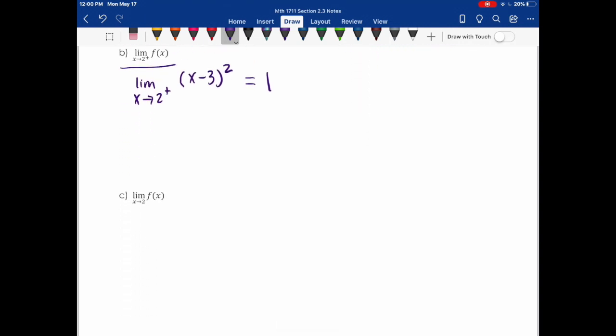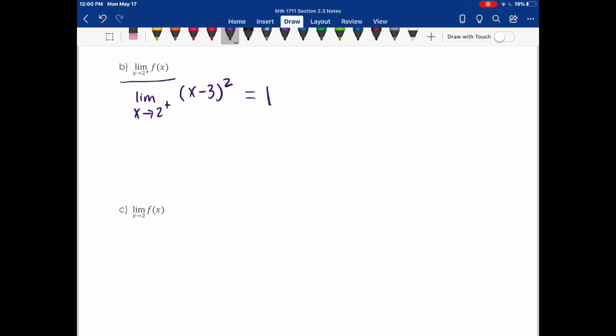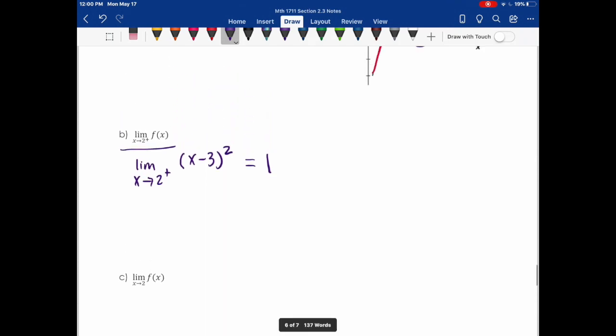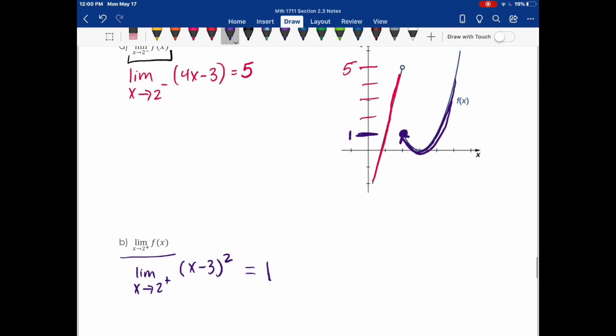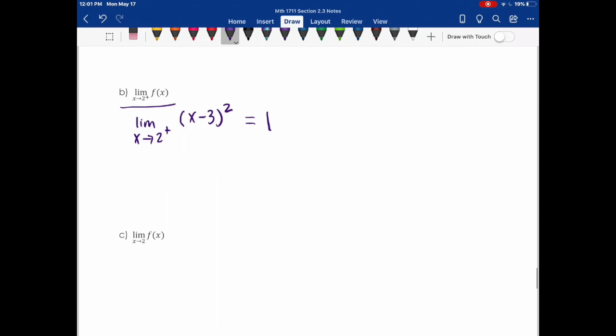Now, if I want to find the two-sided limit as x approaches 2 from the left and from the right, because the left and the right-sided limits are not equivalent, the one's 5 and the other's 1, this two-sided limit does not exist.